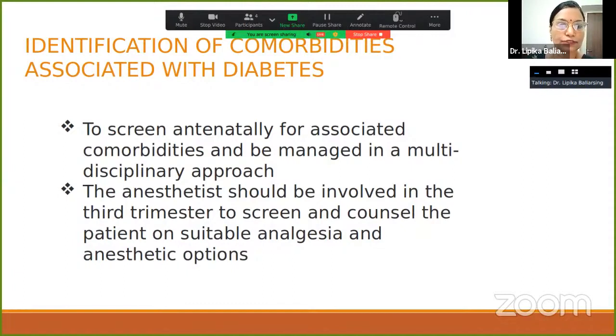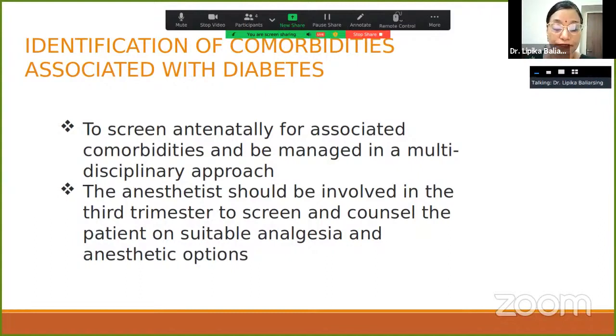The anesthetist should be involved in the third trimester, usually when we screen the patient for anesthesia for elective sections, or when they are taken up for emergency sections. We can counsel the patient on suitable analgesia and anesthetic options. Like always, we have to encourage them and make them understand the choice of labor analgesia in this particular group of patients, which is very helpful in giving a better outcome. Almost the complication becomes nil nowadays. And we have to educate them about the benefits of labor analgesia and about their diet and lifestyle patterns.